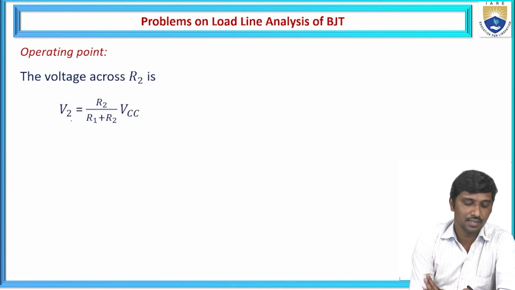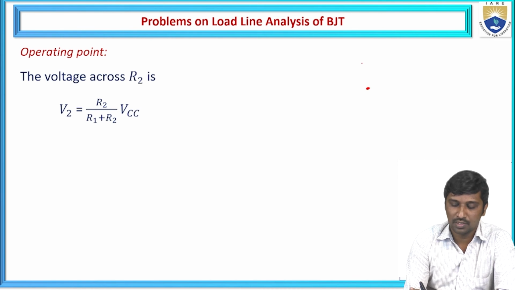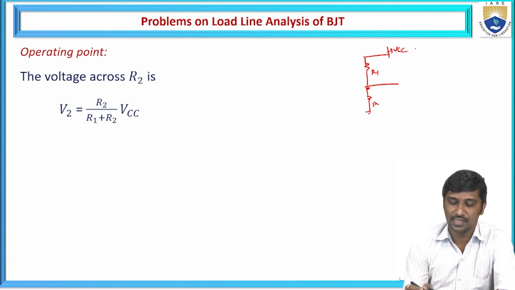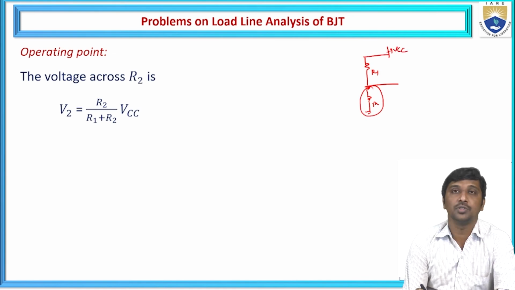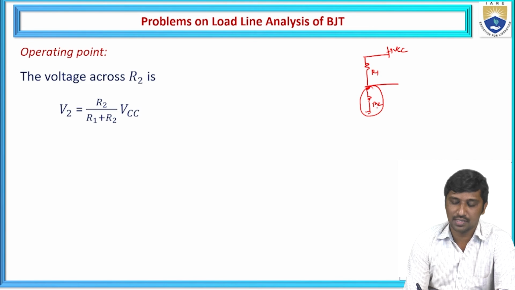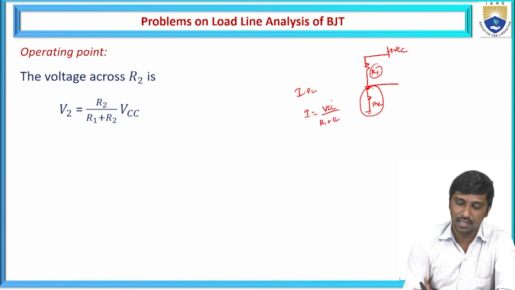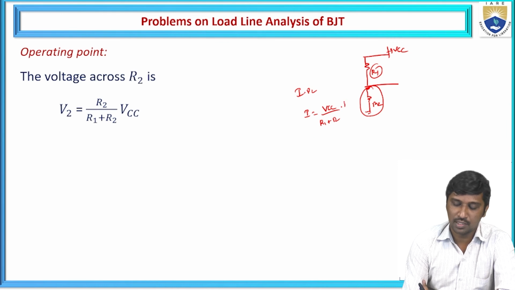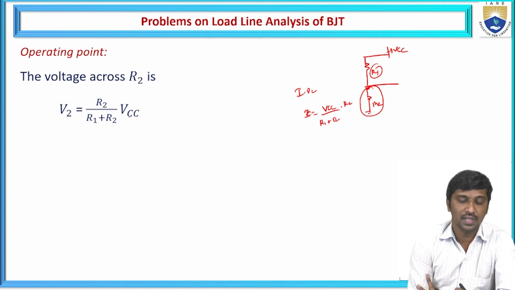At the input side, this is the network we have. This is R1 and this is R2, connected here. This is the base side, biased with plus VCC. Now I am going to find out how much voltage drop is across this R2 resistance, which is nothing but I into R2. I is equal to V by R, where V is VCC and R is the total resistance, R1 plus R2. And this is I into R2. So that is R2 by (R1 plus R2) times VCC.